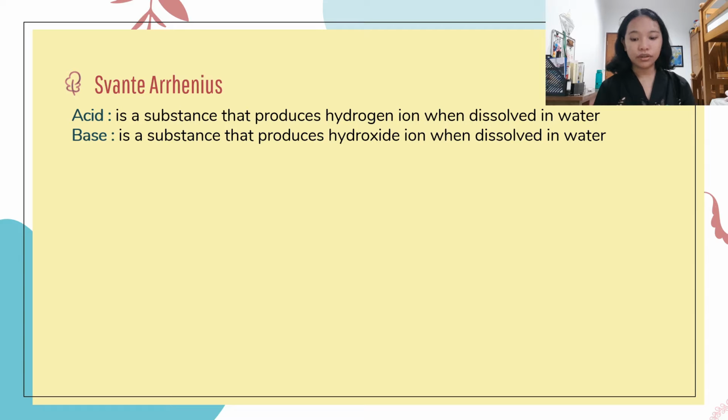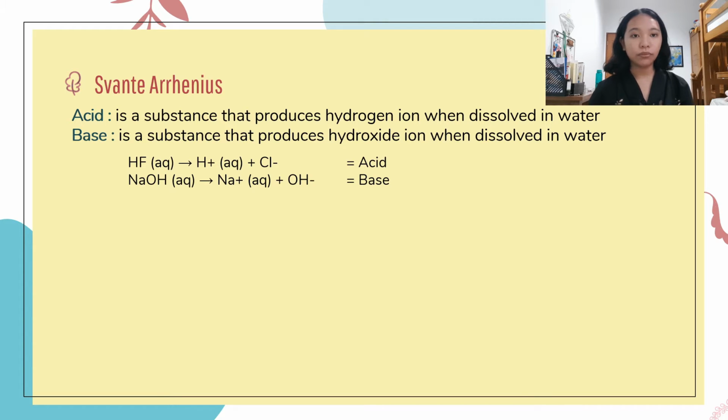Okay, let's take a look on an example. So we have hydrofluoric acid. When it is dissolved in water, it creates hydrogen ion and chlorine ion. So because it produces hydrogen ion, hydrofluoric acid is considered an acid. Next, we have sodium hydroxide. When dissolved in water, it creates sodium ion and hydroxide ion. So because it produces hydroxide ion, it is considered a base.